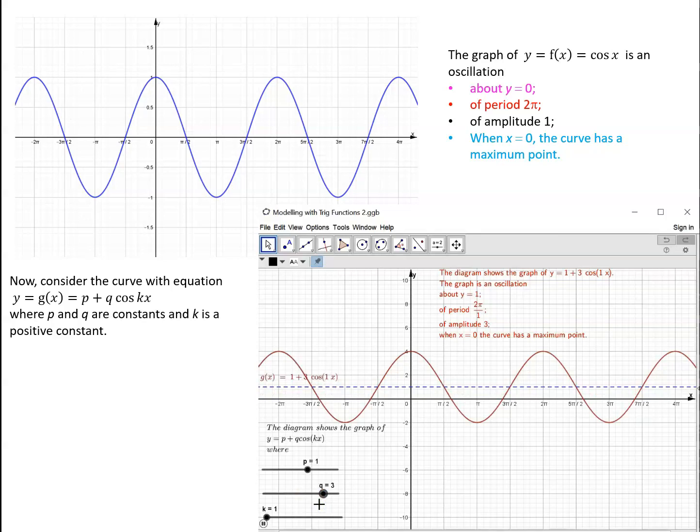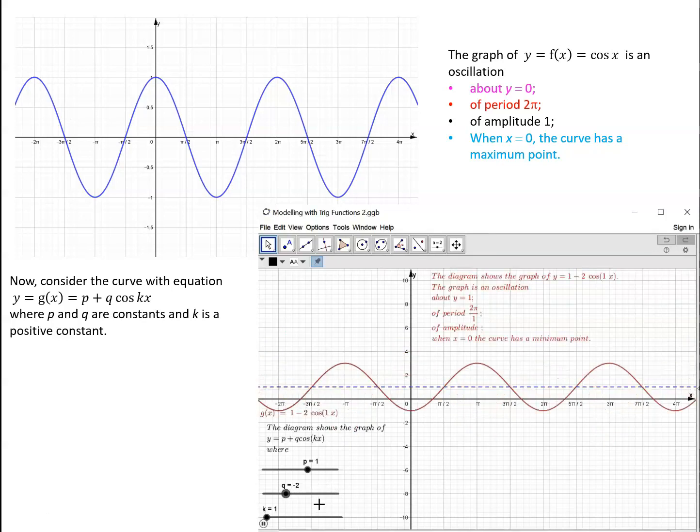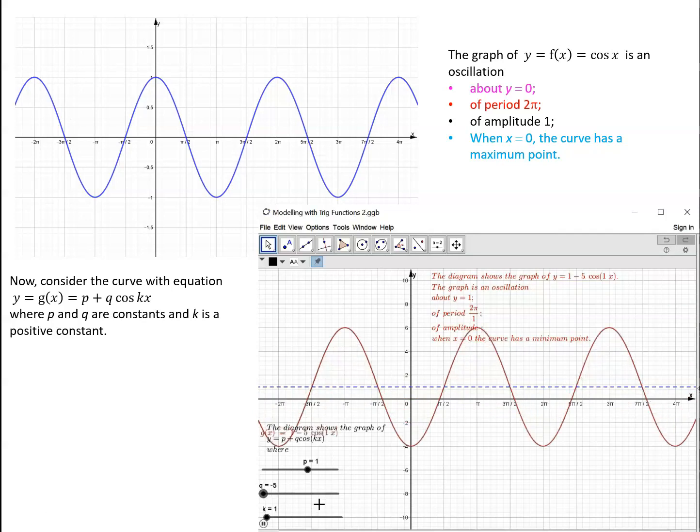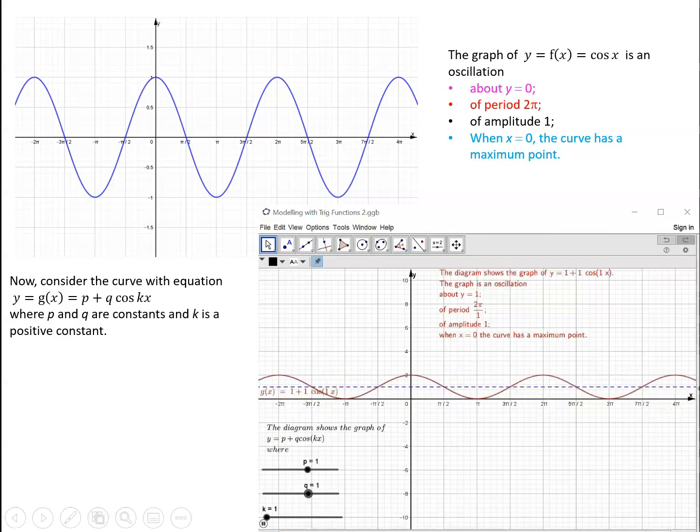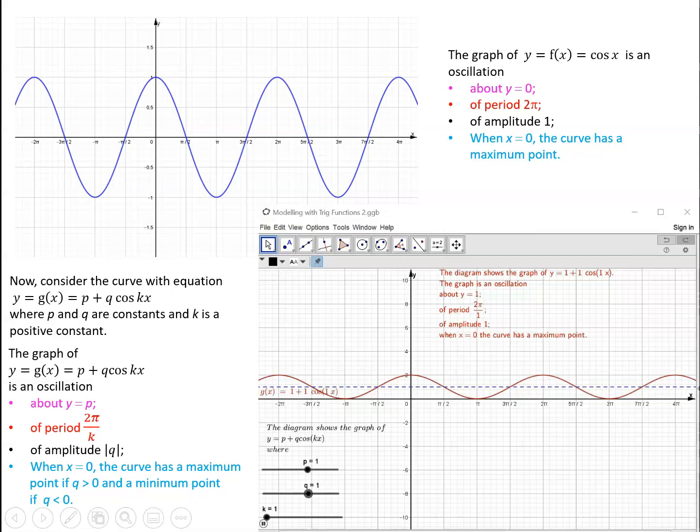And if we change q, then we are changing the amplitude of the oscillation. If q is positive, q is giving us the amplitude, and if q is negative, then it's the modulus of q that gives us the amplitude. So we have our properties: y equals p plus q cos kx is an oscillation about y equals p, of period 2 pi divided by k, of amplitude the modulus of q, and when x equals 0, the curve has a maximum point if q is positive, but a minimum point if q is negative.